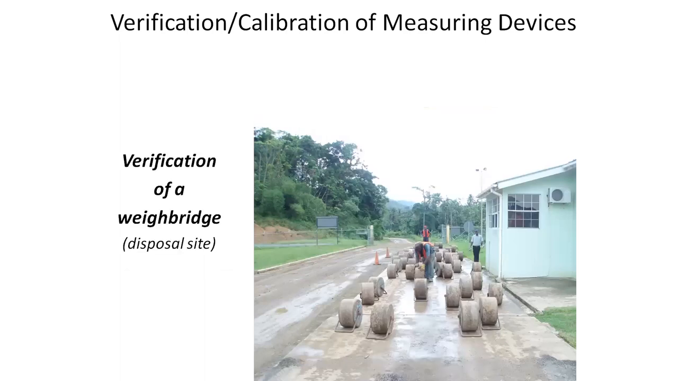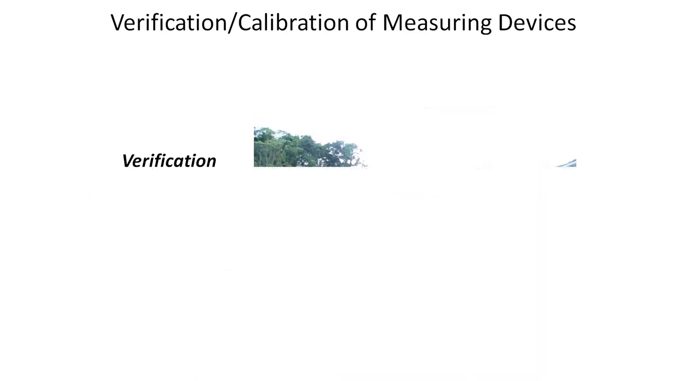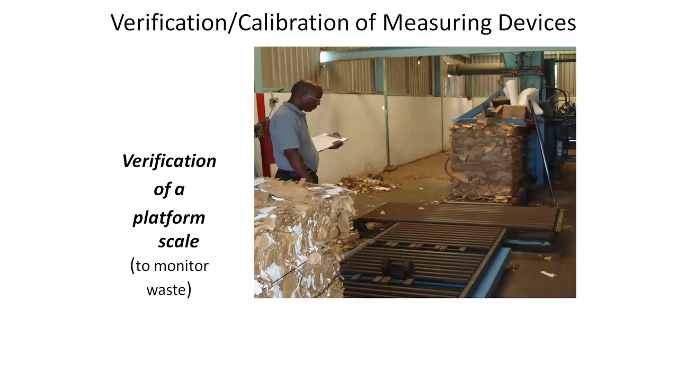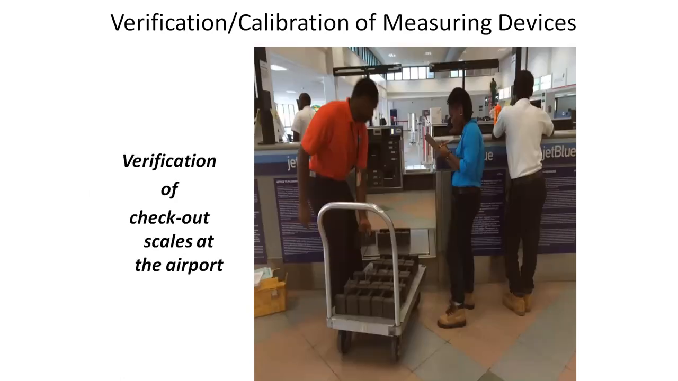Okay, that's a disposal site. The amount of material coming into the site will have to be monitored, so we have to verify the weighbridge at that disposal site. Some companies need to monitor their waste, and we would go to verify the scale that is used to do that. It's a question of safety, but you also get charged for your luggage. If it's overweight, we need to ensure that these scales weigh properly.